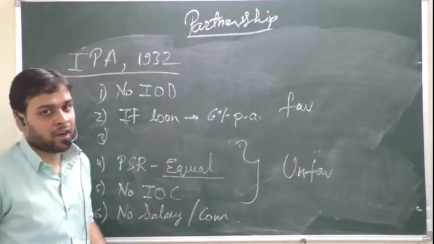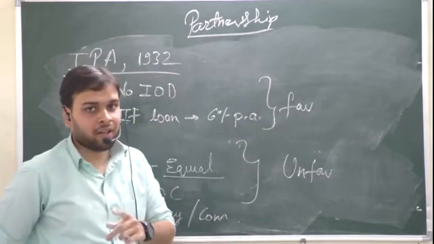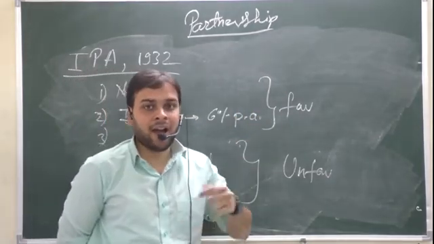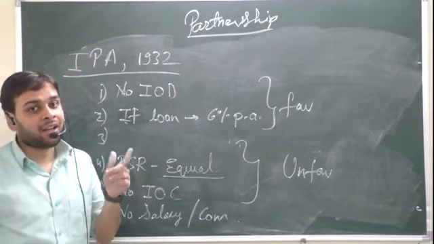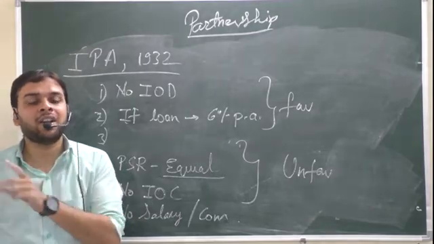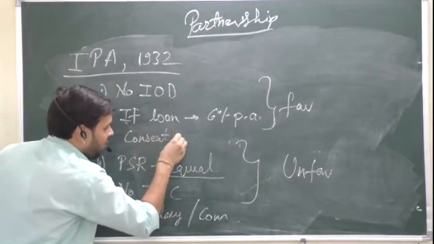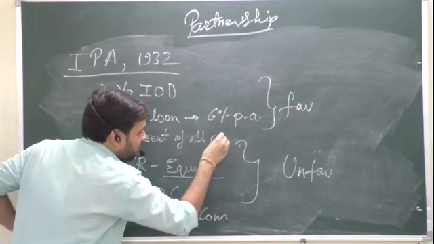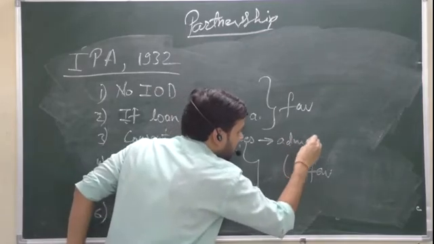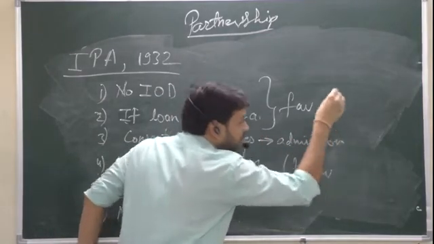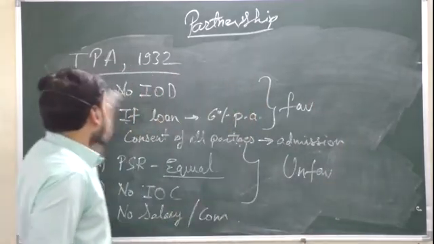And the third point is also considered a favorable point for the old partners. If they want to give admission to any new partner, the consent of all the partners is required. So consent of all partners in case of admission of a new partner. So have a look at these 3 points.